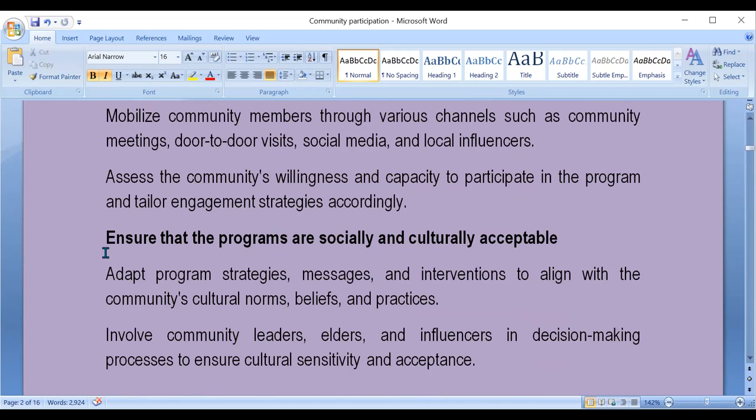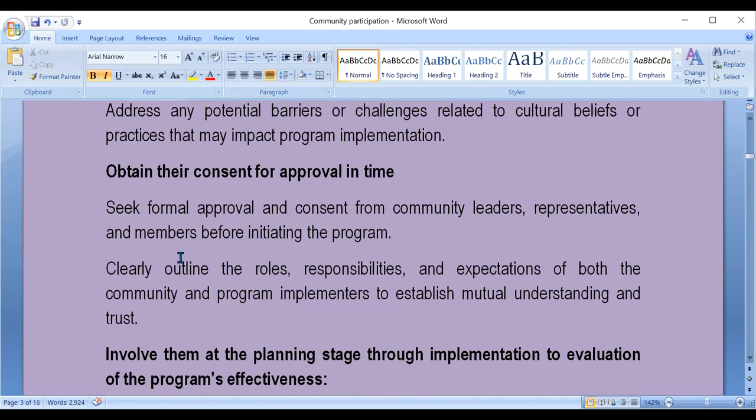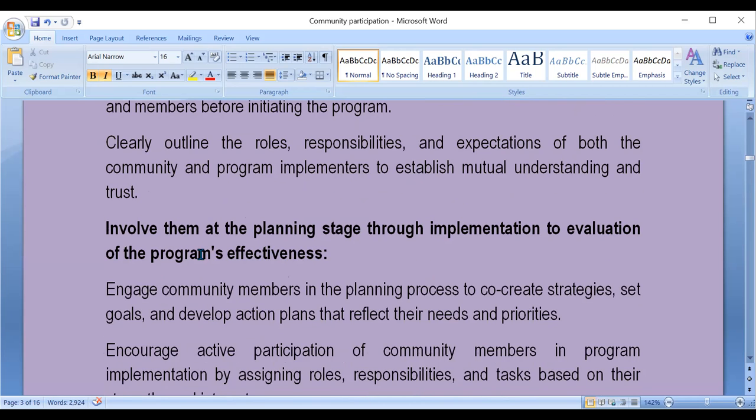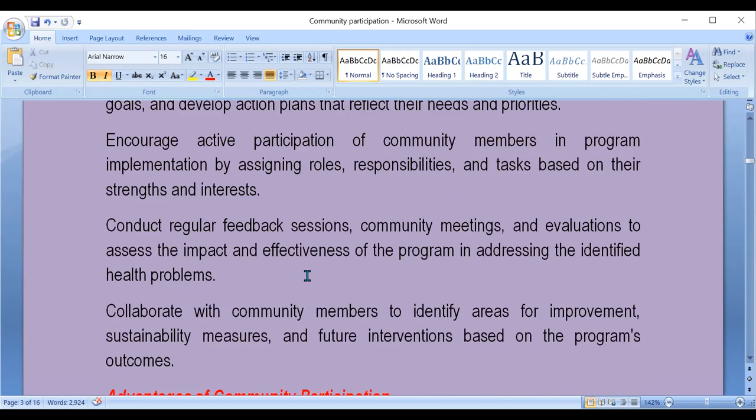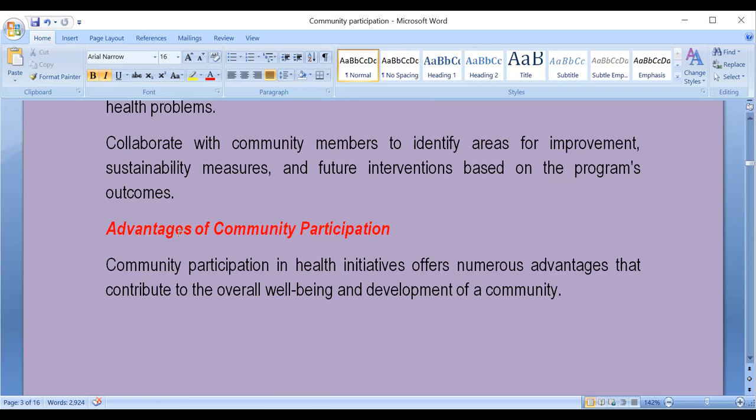Then we looked at ensuring that the programs are socially and culturally acceptable. Then we went forward to obtain their consent for approval in time for that program so that it doesn't clash with any program or culture-related issues. Then we talked about involving them from the planning stage through implementation to evaluation. Then we wrapped up by looking at the advantages of community participation.